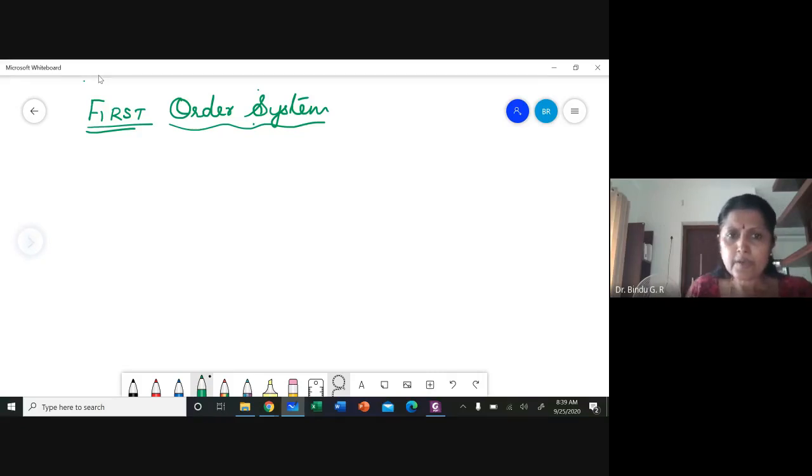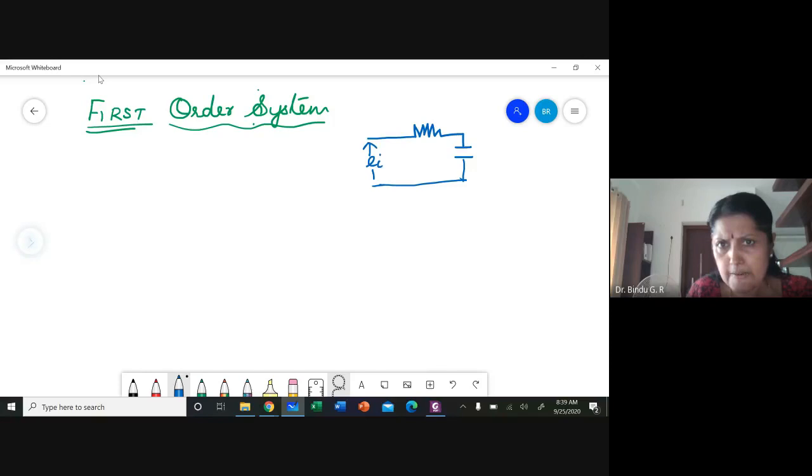Okay. Now let us consider a simple RC network. This is an R and C. You can draw along with me. This is a simple RC network. You have an input voltage Ei. This is R, this is C, and this is the current i. This is Ei and this is the output voltage E0.